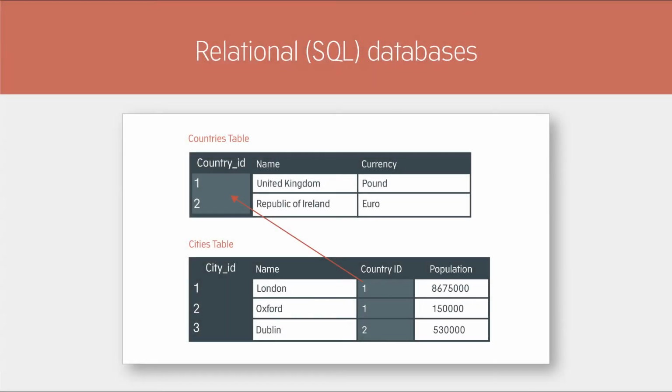Let's now look at all the columns in these two tables, starting from the countries table. The name column is simply the country's name, and the currency column is the currency used there. But the more interesting thing is the country ID column. This special column contains the primary key for each country record.